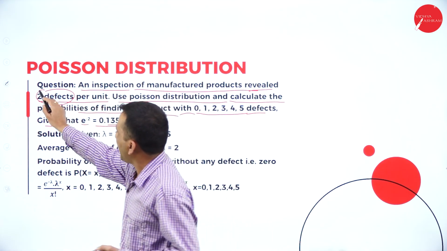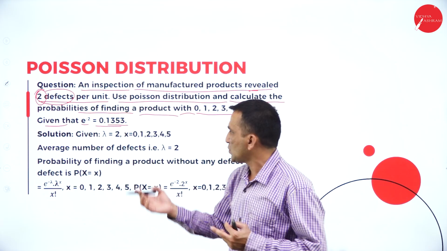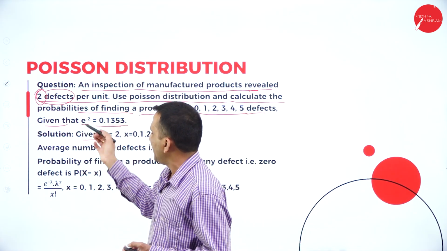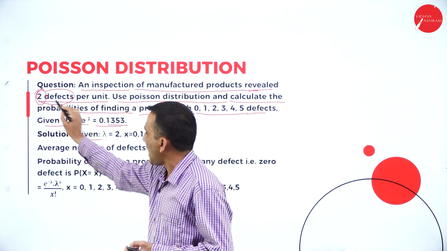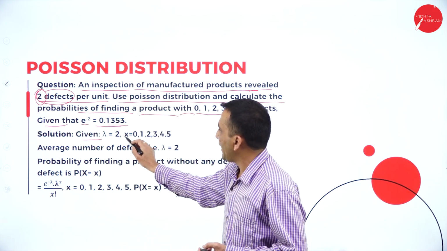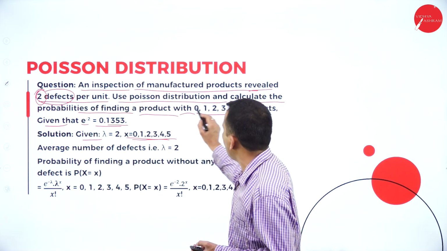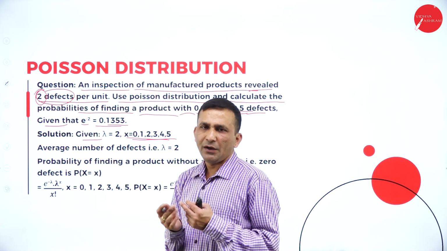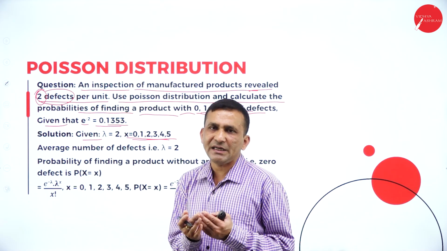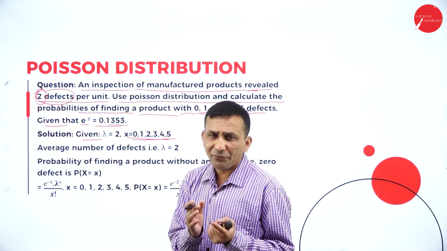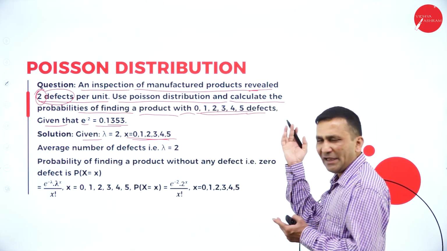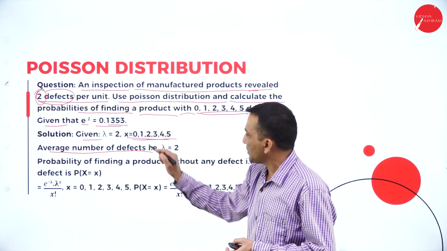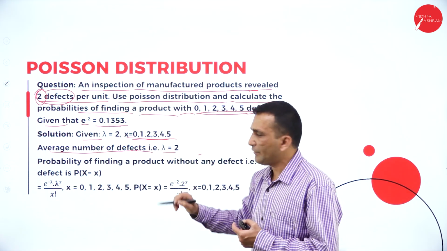In this case, 2 is the lambda value. Directly in the question, they clearly specified it. So whatever is given, I am writing as it is: the lambda value is given as 2. Now X is a Poisson variate, given in the question as 0 to 5 defectives, which can be extended. If you are not getting a total probability of exactly 1, the defectives will be extended. The average number of defectives in the question is directly given, lambda equal to 2.